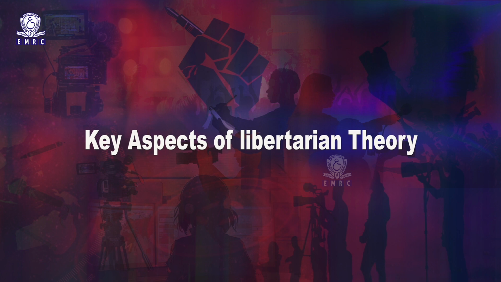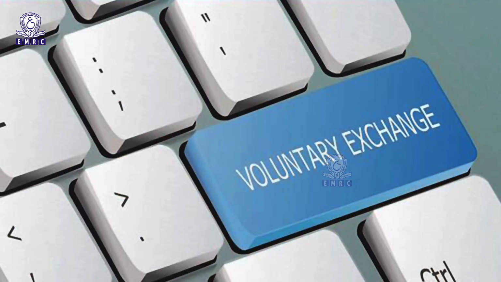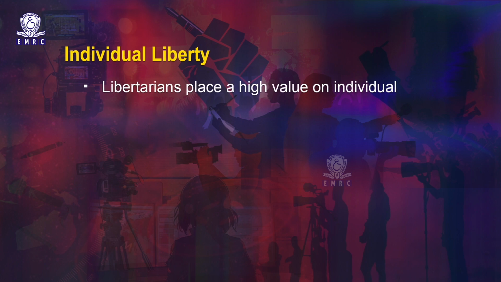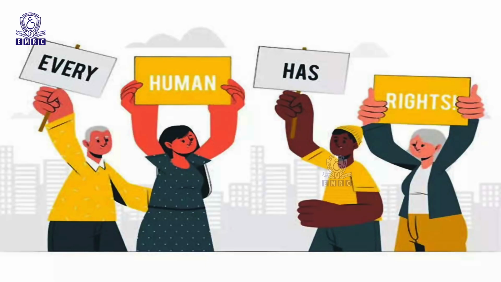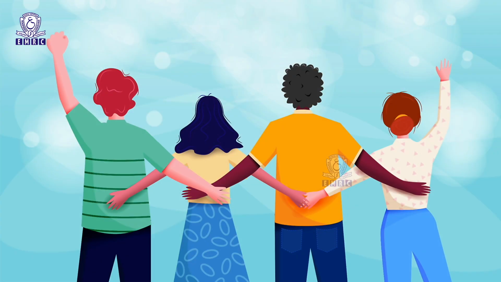Key aspects of libertarian theory. The core principles of this theory typically revolve around the protection of individual rights, voluntary exchange and the rule of law. Here are the key aspects of libertarian theory. The first point is individual liberty. Libertarians place a high value on individual freedom and autonomy. They argue that individuals have the right to live their lives as they choose, free from coercion or interference as long as they do not infringe upon the rights of others.